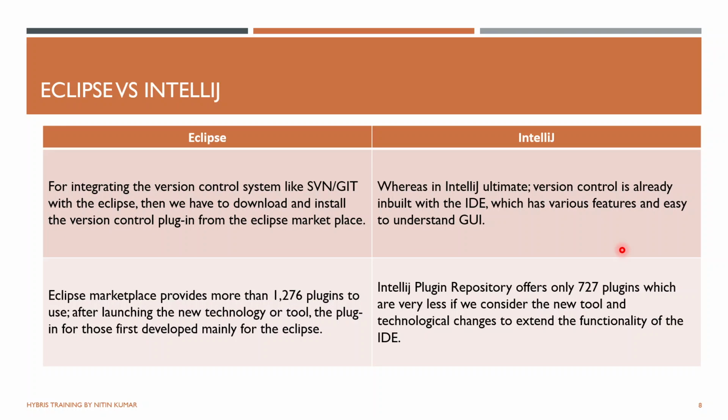Also, in Eclipse, for integrating the version control system like SVN or Git with Eclipse, we have to download and install the version control plugin from Eclipse Marketplace, whereas in Intellij it is inbuilt.